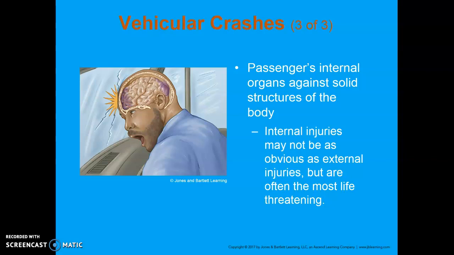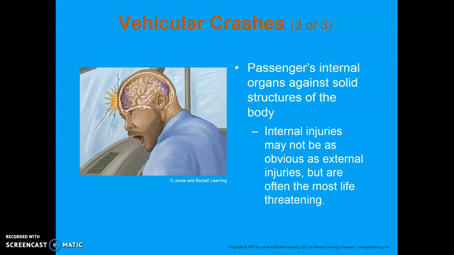So the brain's going to contact in the front first, and then it'll actually bounce back and contact in the back. So it's called coup countercoup. So there's actually a lot more injury to the brain itself, more so than what you can see.